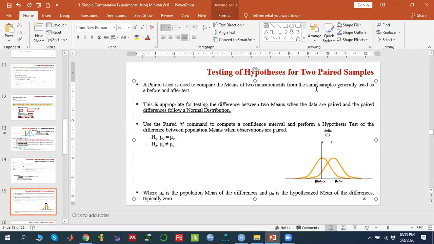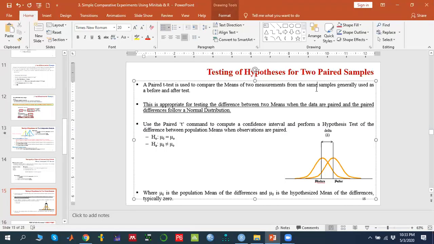You can also consider the example where we have 10 machines and we have taken the data set of the production rate of those 10 machines, and then we have done some maintenance program on those 10 machines, and again we have taken the production rate on those 10 machines to check whether the maintenance is significantly impacting the production rate or not.